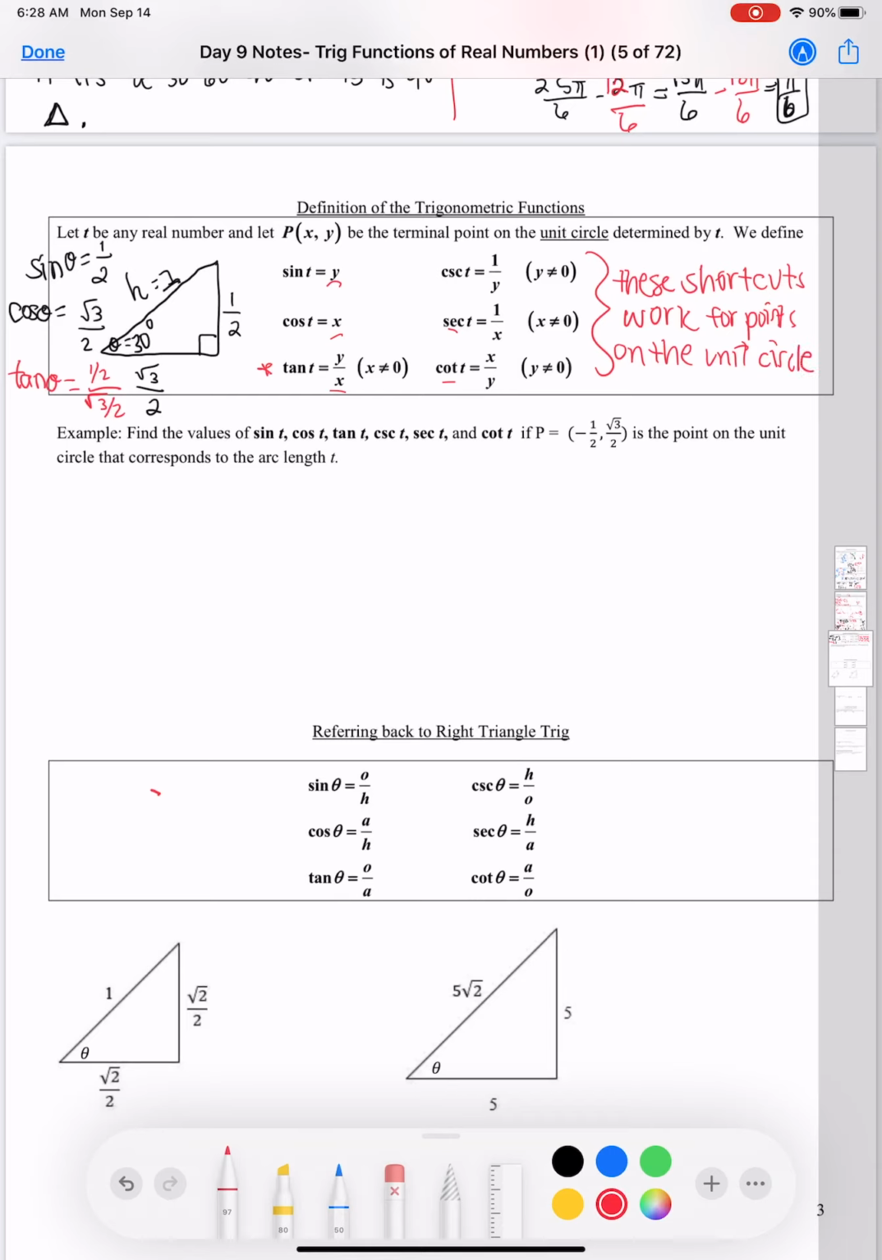Okay. So let's do an example. We're going to find the values of each of these trig functions given this point on the unit circle that corresponds to an arc length of t. This point is really the most important thing that we are given. We know that the x value of this point represents cosine of the angle, and the y value is sine of the angle. And we know that's true because that is a point on the unit circle.